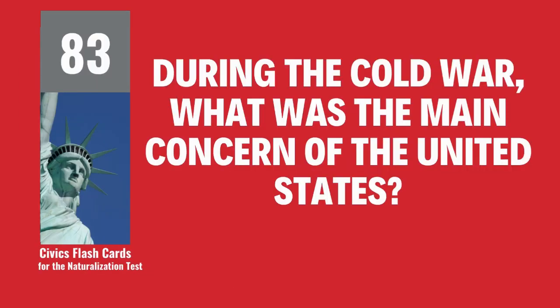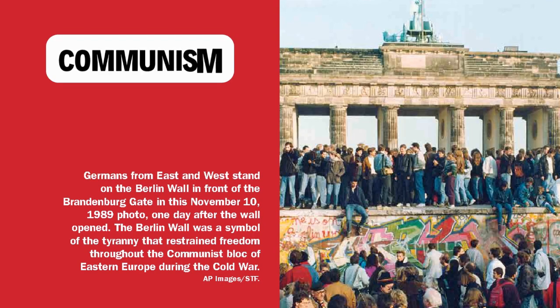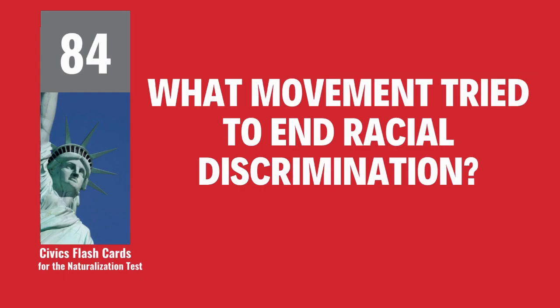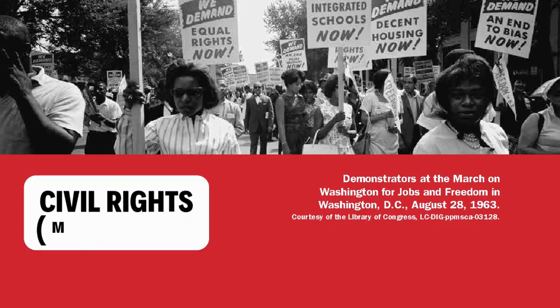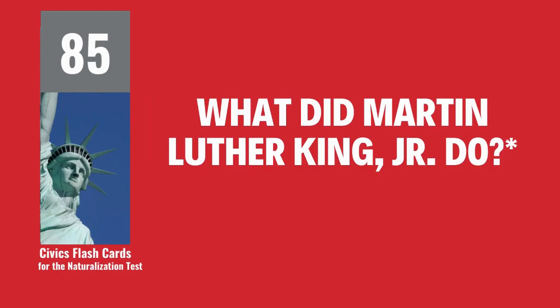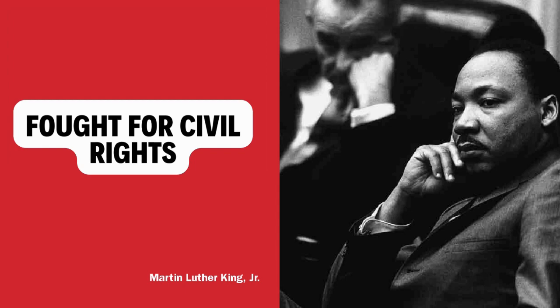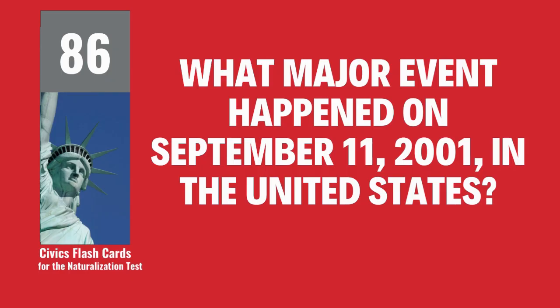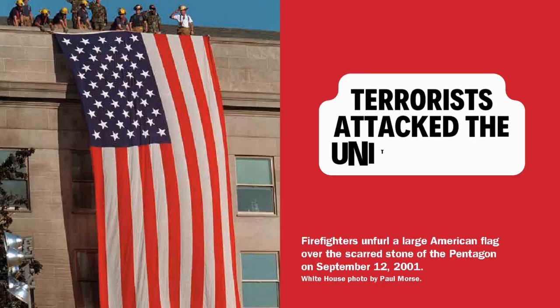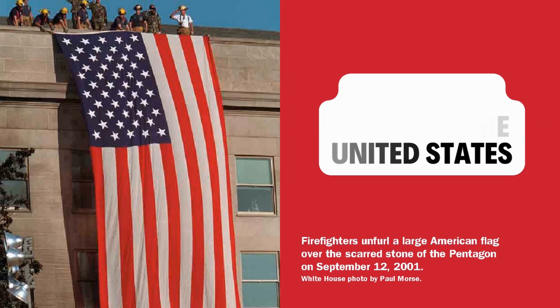During the Cold War, what was the main concern of the United States? Communism. What movement tried to end racial discrimination? Civil rights movement. What did Martin Luther King, Jr. do? Fought for civil rights. What major event happened on September 11, 2001, in the United States? Terrorists attacked the United States.